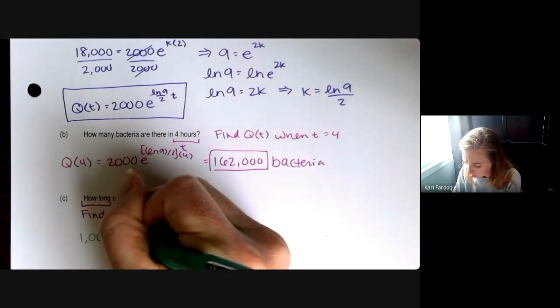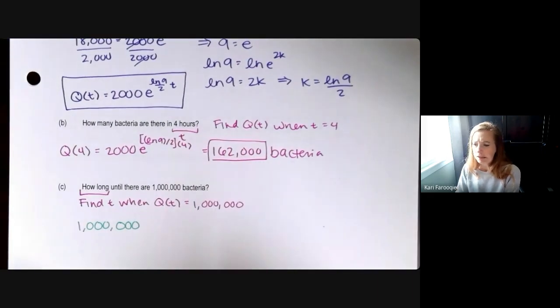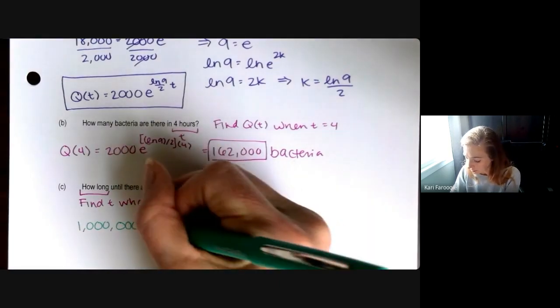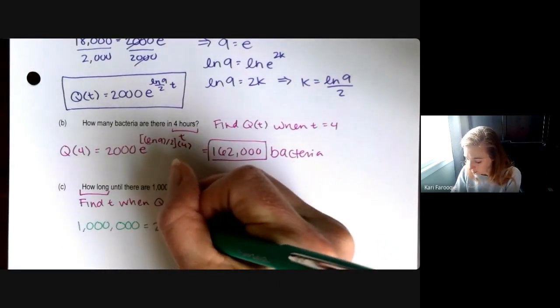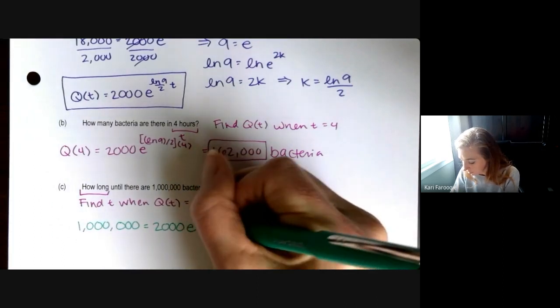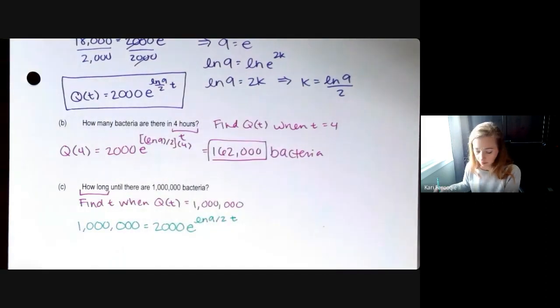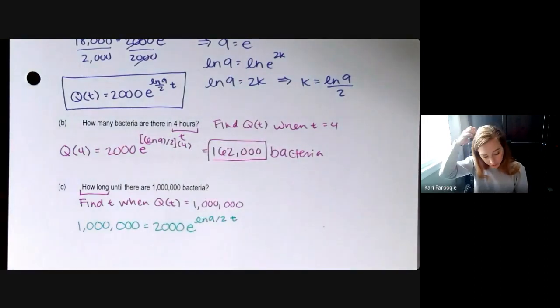You don't have to include the comma if you don't want. Sometimes they throw people off, but you don't want to lose track of how many zeros you have, so I include them for that reason. All right, so this is going to be equal to 2,000 e to the ln 9 over 2 t. So how long until there are 1 million bacteria? Now we just need to solve for t.